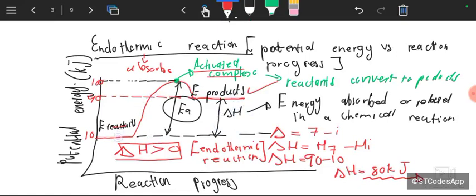The enthalpy change is not from here to the activated complex. The energy from the reactant to the activated complex is the activation energy. But the change from the products to the reactant energy, we call that the heat of reaction, or in other schools they call it enthalpy or enthalpy change. It's up to you guys. It's the same thing, right?